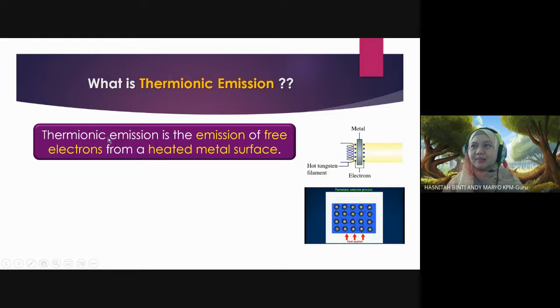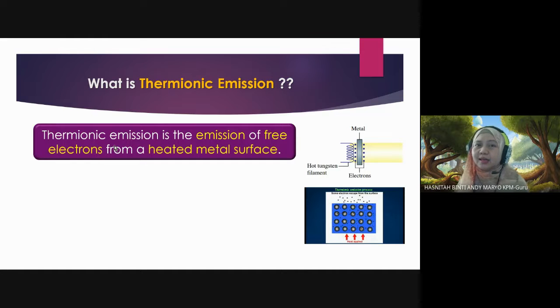Okay, so thermionic emission is the emission of free electrons from a heated metal surface. Inside a metal, as you've learned before, we have atoms, and inside we have protons, electrons, and neutrons. So thermionic emission is what? It is the emission of free electrons from a heated metal surface. Emission means release. It means that when the temperature of a metal increases, it will start to release electrons from the surface.